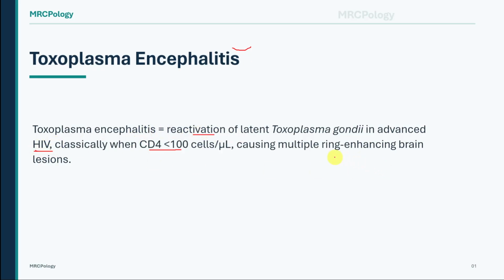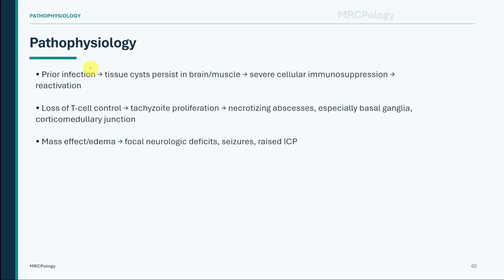Let's simplify the pathophysiology. A patient is infected with Toxoplasma gondii earlier in life. After the initial infection, the organism can persist as tissue cysts, especially in the brain and muscle. In an immunocompetent person, T-cell immunity keeps these cysts under control. But when cellular immunity becomes severely impaired, especially when the CD4 count falls below 100, that immune control is lost.